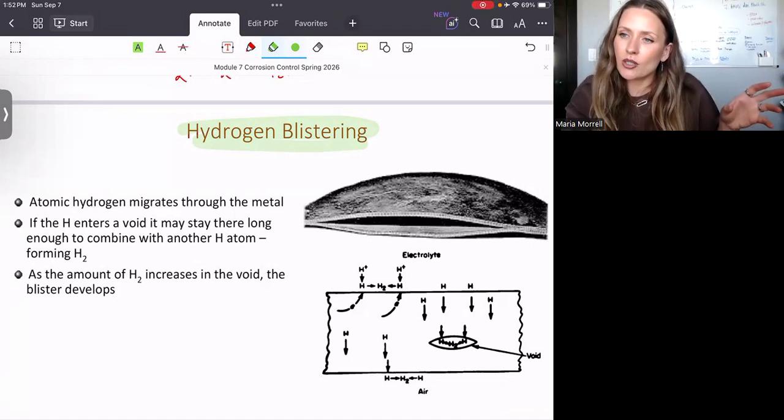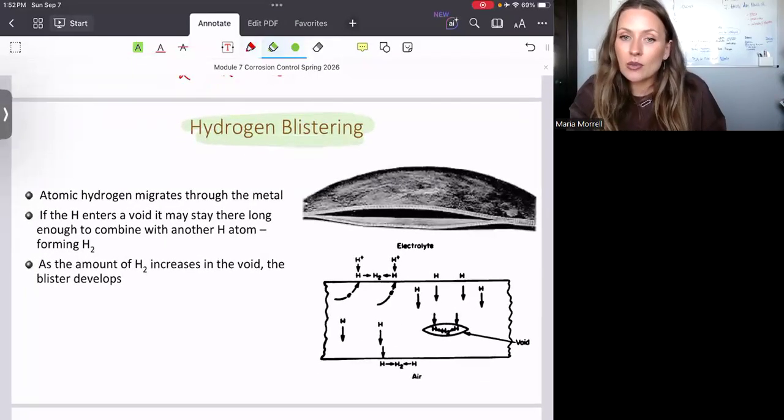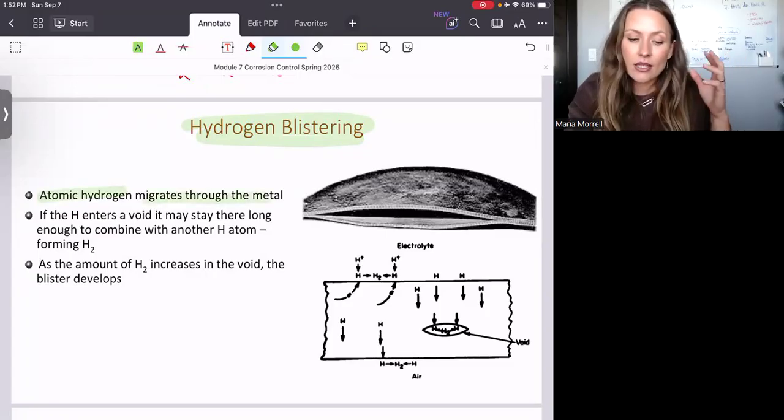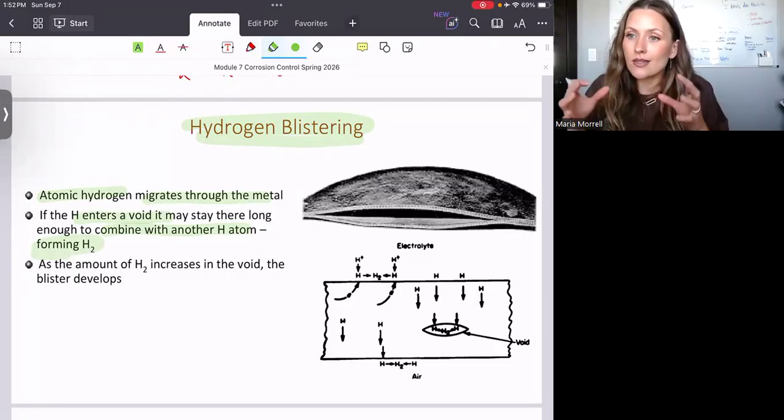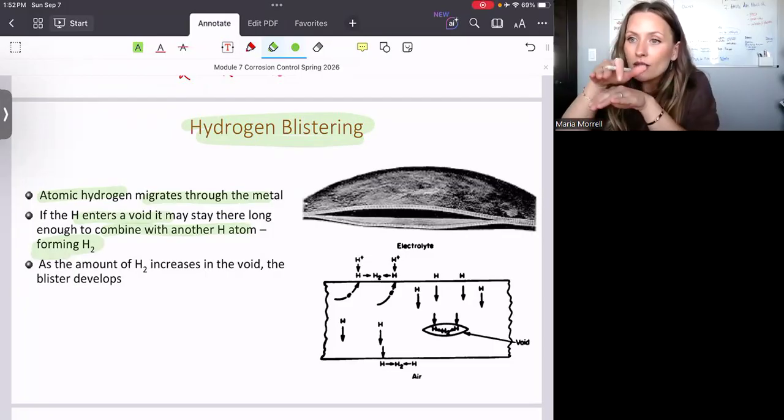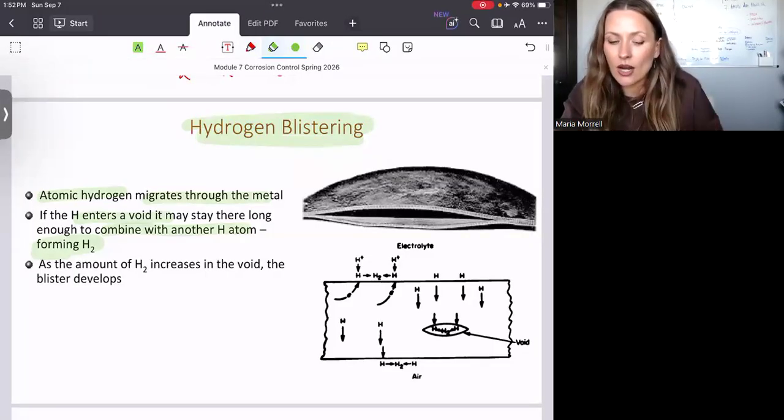in the hydrogen embrittlement, we have the formation of hydrides that lower the strength of our metal, right, making it susceptible to stress corrosion cracking. In the blistering, we have atomic hydrogen that, again, migrates through the metal, and then it may enter the void where it stays long enough and then can combine with another hydrogen and basically form H2. And once this H2 is built up, if a void increases, right, that void can crack as well.